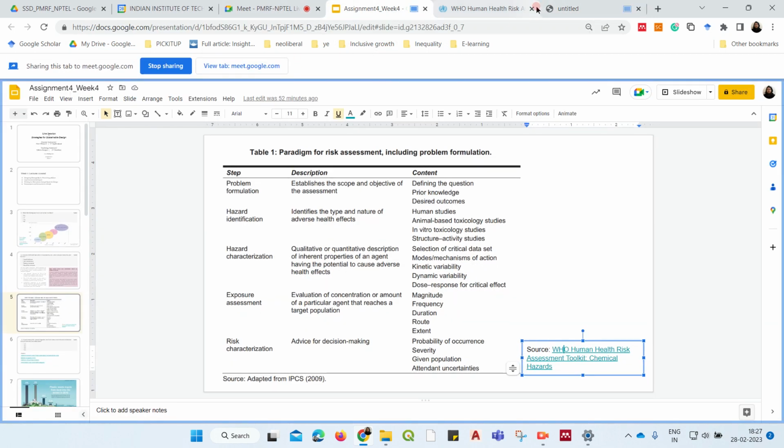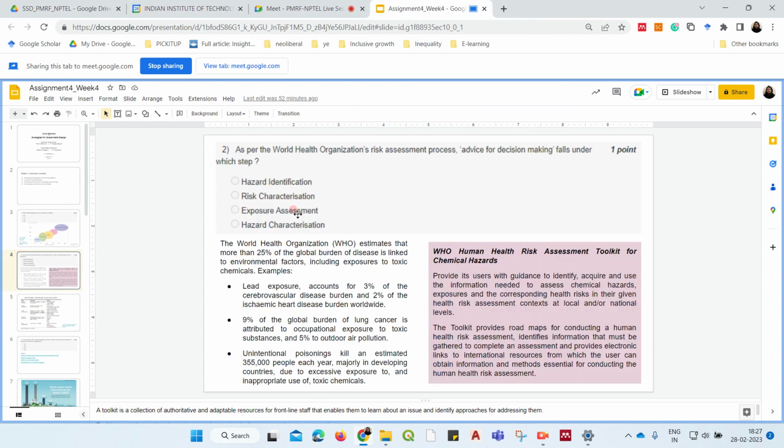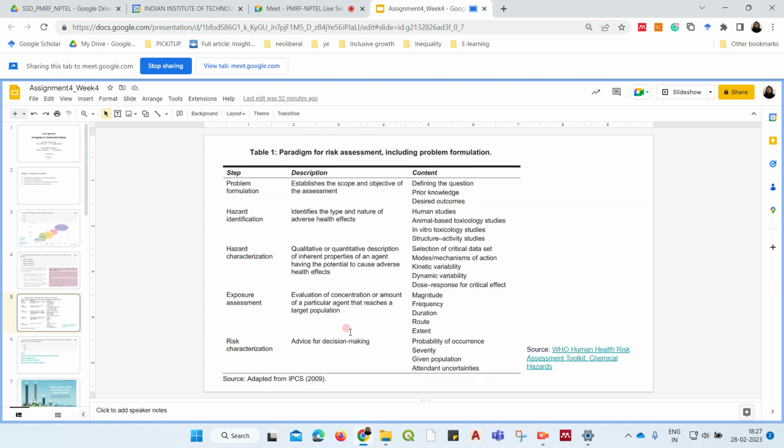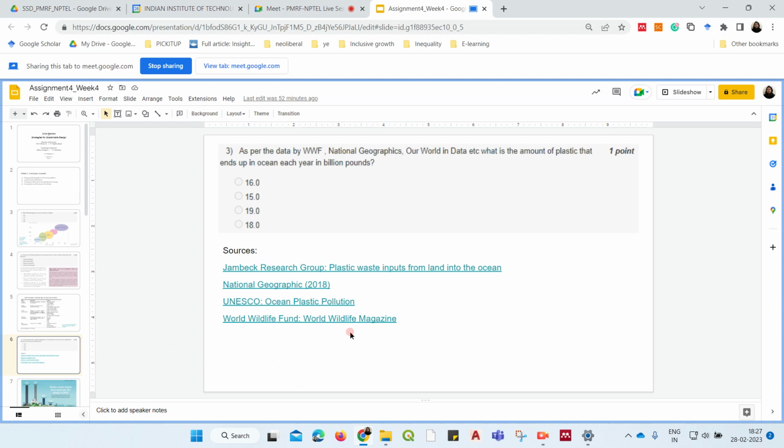Okay, coming back, I think this question is quite clear. So advice for decision making, it falls under risk characterization. Okay, moving on to the next question. As per data by WWF, National Geographic, and Our World in Data, etc., so several different sources, what is the amount of plastic that ends up in ocean each year in billion pounds?